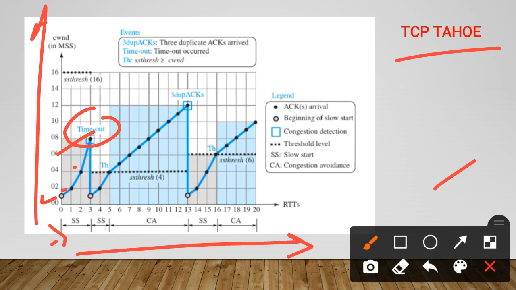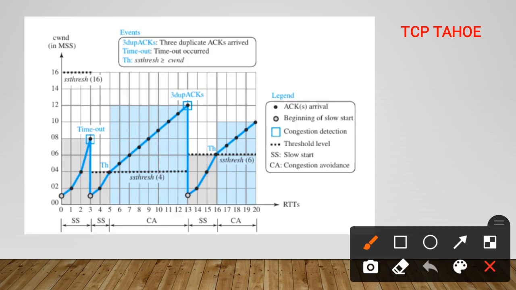First of all, set the threshold. Threshold means when there is a problem with respect to the congestion window, it will be divided by 2. So 8 divided by 2 is 4. That is why the congestion window is 4 now. And it will start again from the slow start, up to the threshold.